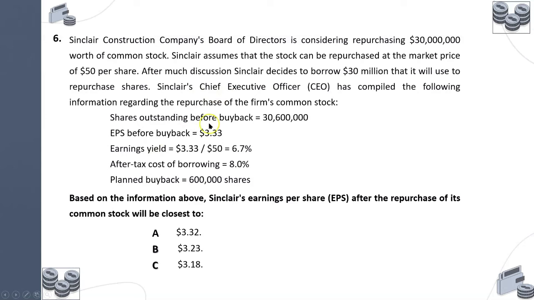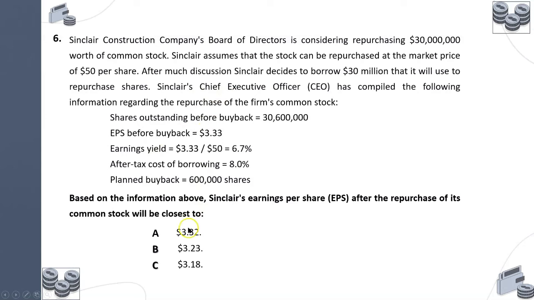Now the current earnings per share is 3.33. Will it be 3.32 or 3.23 or this figure? To calculate this, let us start with the profit. How much is the total profit? The current earnings per share is this much, and these are the number of shares outstanding. So if we multiply the two, we'll get the current profit of 101 million.